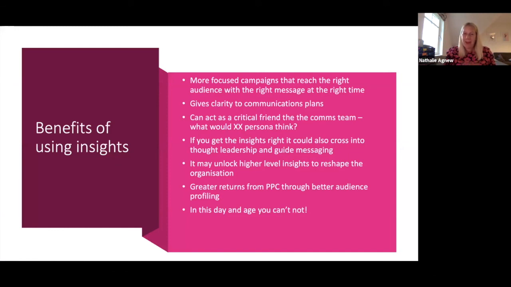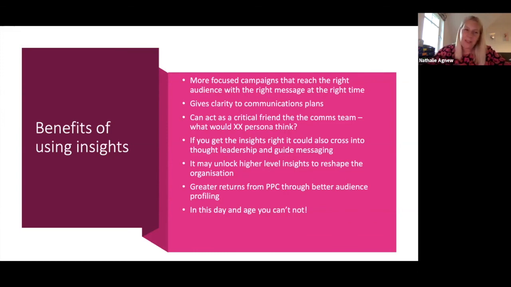And to wrap up this week's content, there are some real benefits to using insights. First of all, you have much more focused campaigns that are going to reach the right audience with the right message at the right time. So you really do need to be using insights. If you're not, you can't not. It's so important. I think it brings real clarity to communication plans, and it can also act as a critical friend to the communications team. So earlier on, we talked about personas.